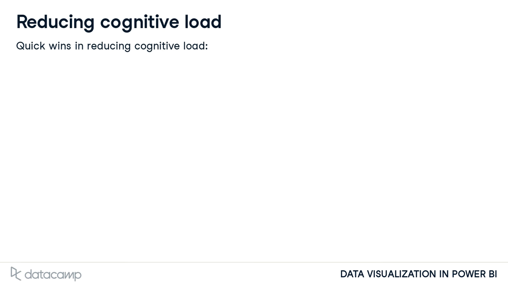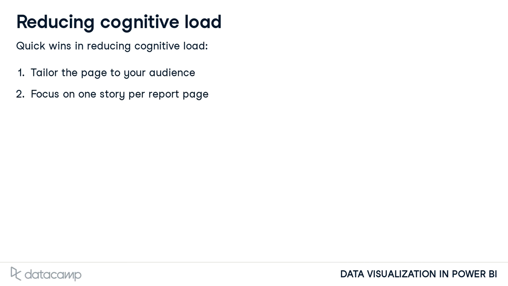Here are a few quick wins for reducing cognitive load, and we will return to that dashboard with high cognitive load later on with some specific guidance. Tailor the page to your audience. Understand their needs and design with them in mind. Focus on one story per page. Don't try to jam together multiple stories, as that makes it harder to follow.